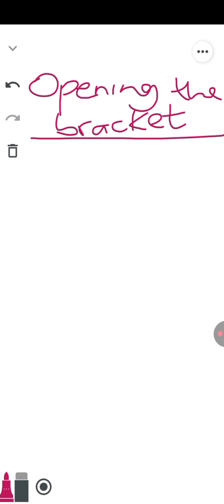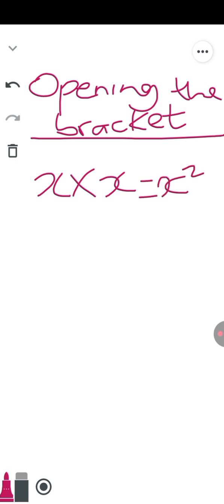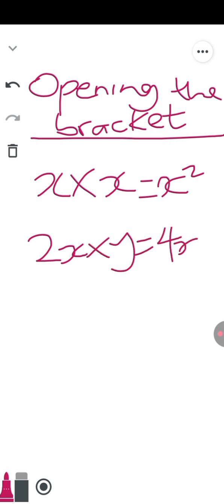Let us for once not talk about opening the bracket. Let us first of all talk about multiplying expressions. For example, if I say x times x, what's that? That's x squared, right? Good. If I say 2x times y, that's 2xy, right? So what I'm doing is that I'm multiplying expressions.